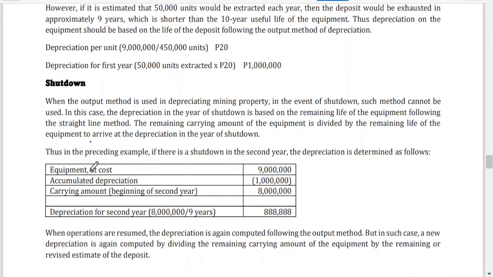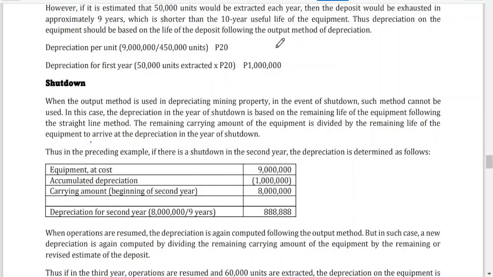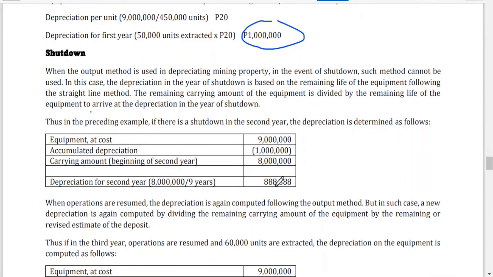Thus, in the preceding example, if there is shutdown in the second year, the depreciation would be 9 million minus the 1 million we have computed earlier. The carrying amount at the beginning of second year is 8 million divided by the remaining life of 9 years. So, we're going to follow the remaining life of the equipment and depreciate it using straight line method. So the depreciation would be 888,888.